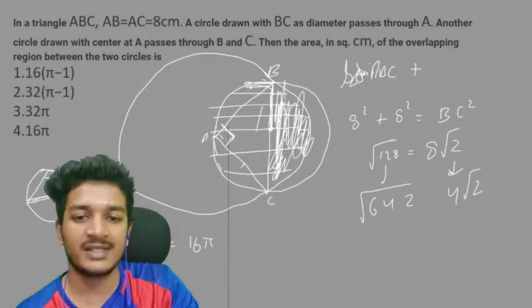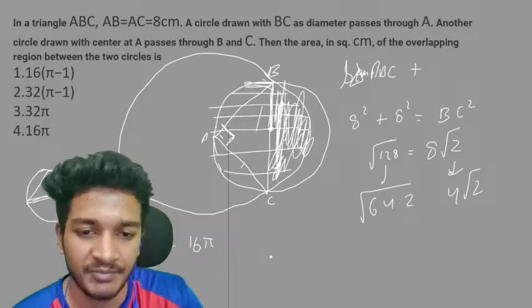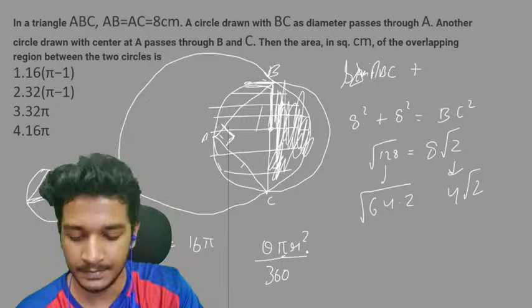What will the area of this be? It will be the area of this entire sector. What is the formula initially for the sector? It is theta by 360 into pi r square, right? And what is theta over here? It is 90. So 90 by 360 gives me 1 by 4 pi. And what was r? I just took it out. R was 4 root 2.